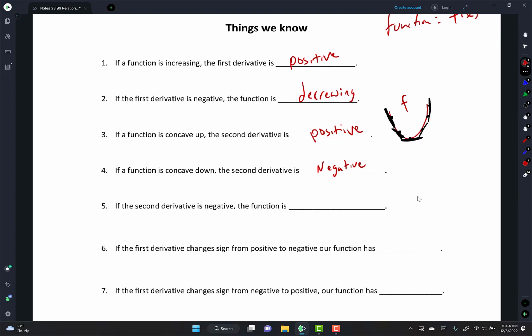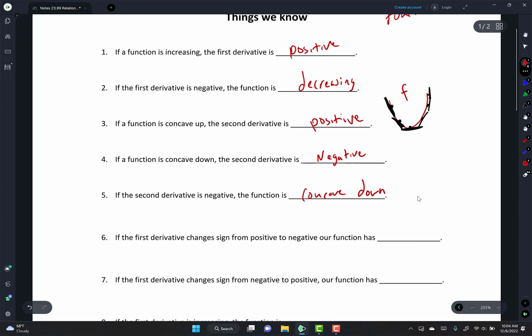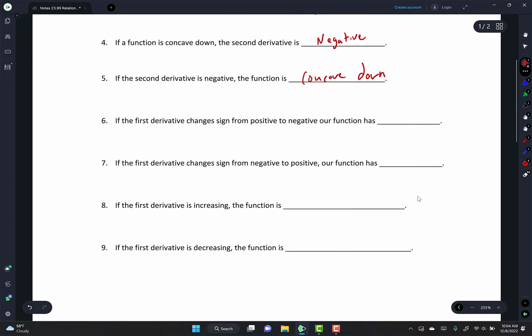If the second derivative is negative, the function is concave down. Does that make sense to you guys? Okay, now we're going to be talking about different stuff here.